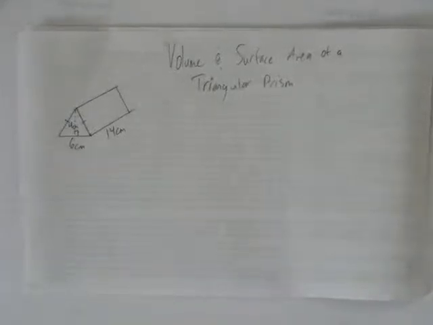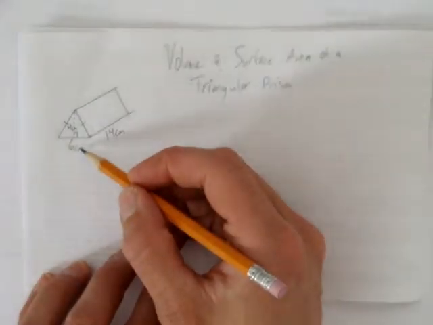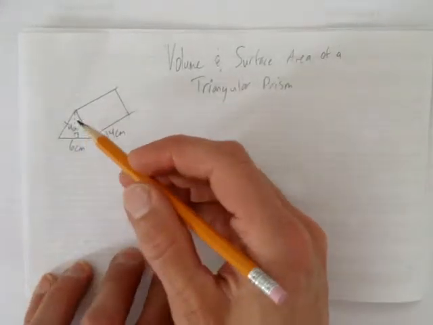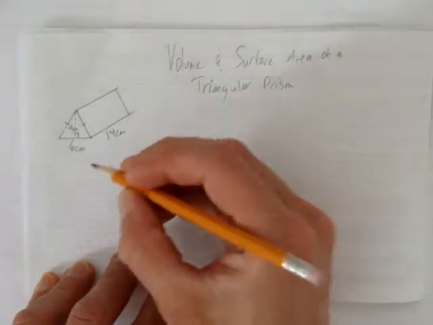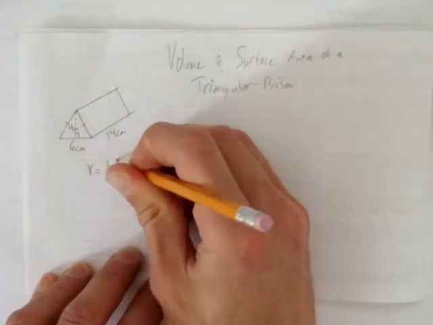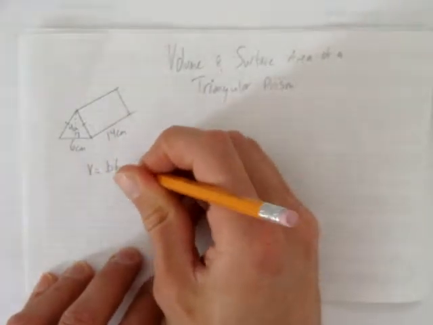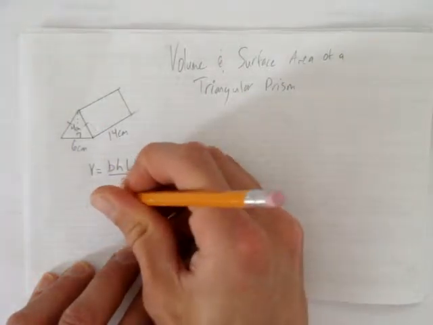In this video, we'll look at finding the volume and surface area of a triangular prism. The triangular prism shown here has a base of 6 centimeters, a height of 4 centimeters, and a length of 14 centimeters. So when we go to calculate its volume, that's pretty straightforward. We use the formula base times height times this long length divided by 2.